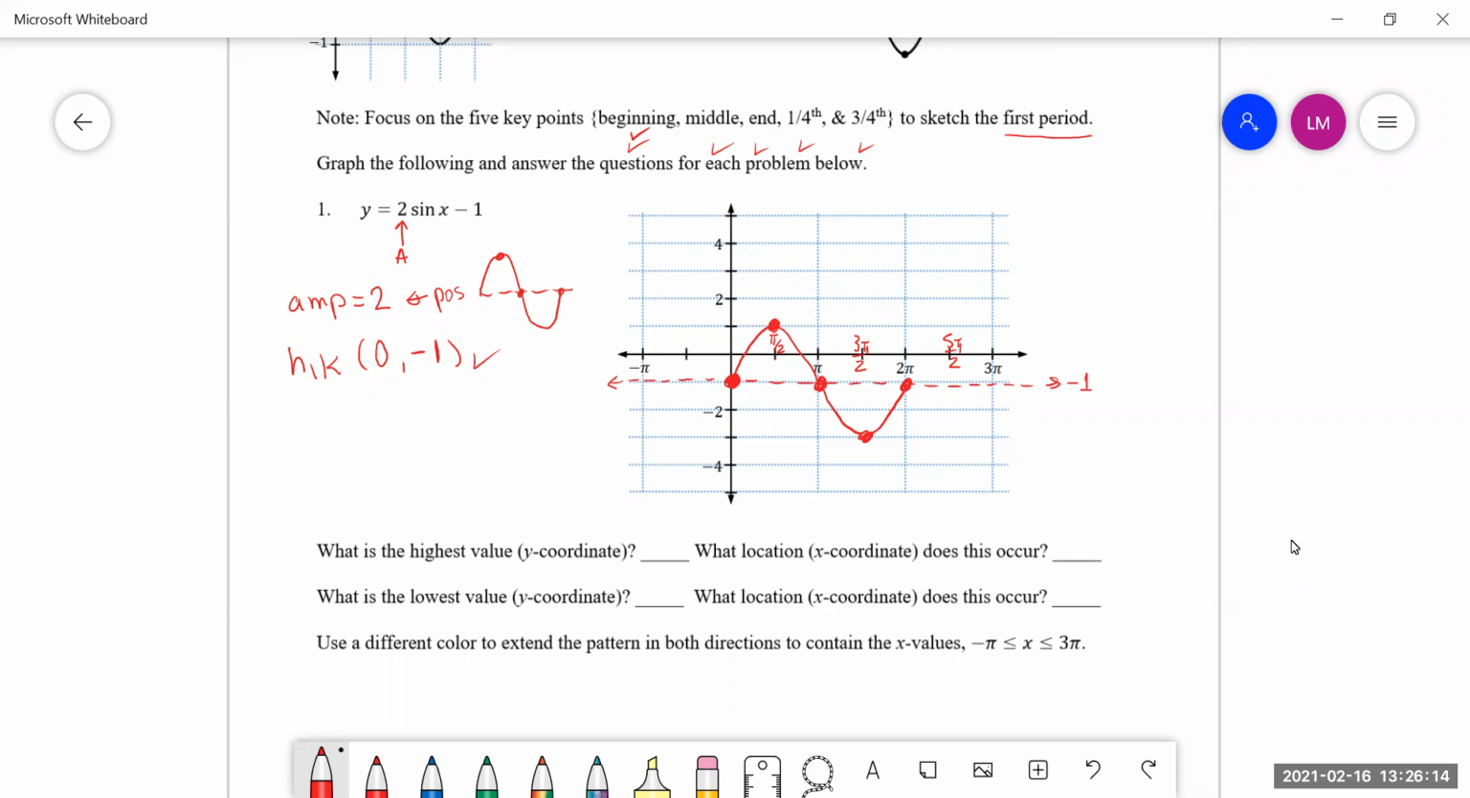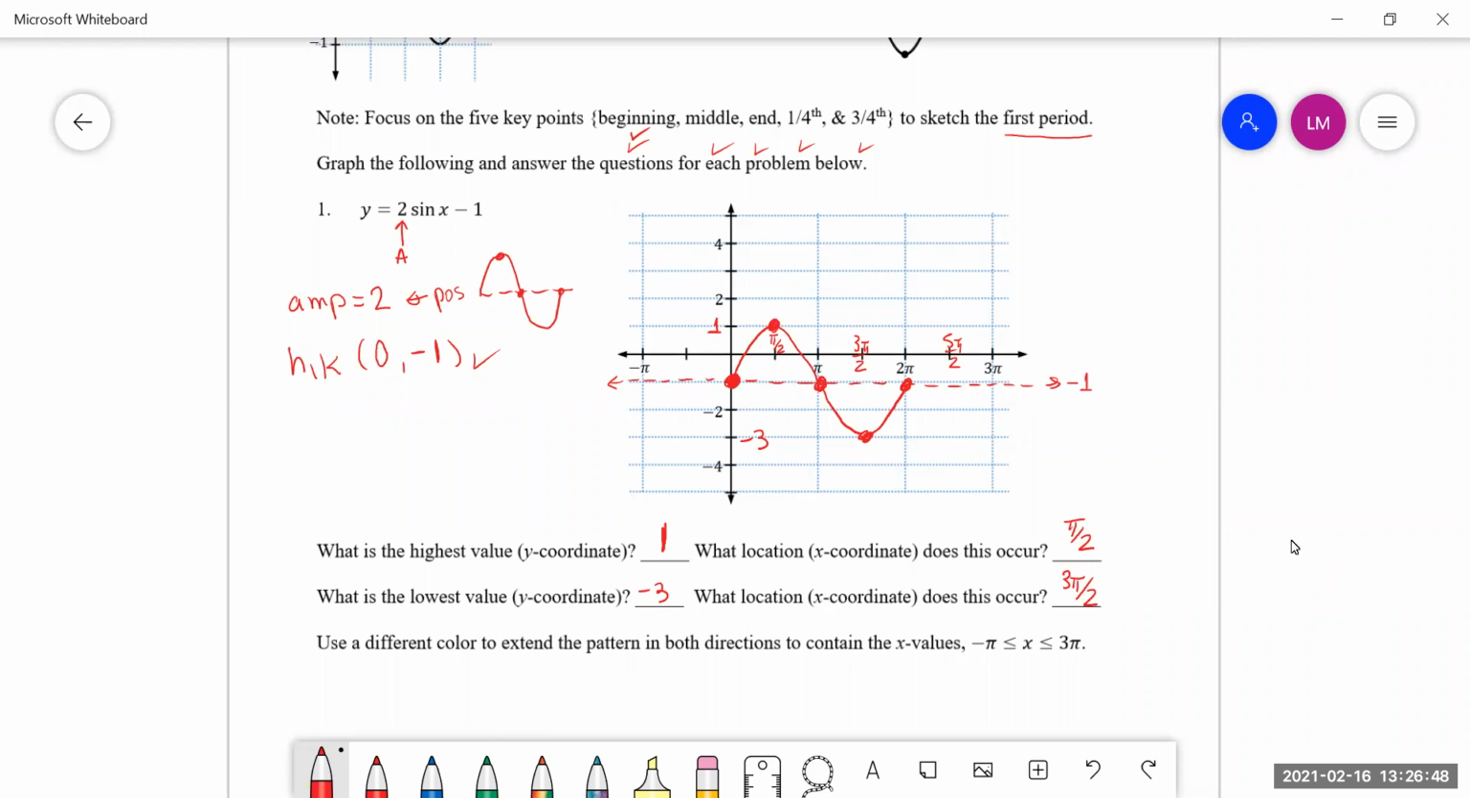All right. What is the highest y value we reached? Well, we reached a 1. That was the highest value we reached right here. At what location did that occur? That occurred at half a pi. What is the lowest value? Well, I went as low as -3. So -3 it is. At what location did we get -3? At 3 halves pi. 3 pi over 2 was the lowest, okay?